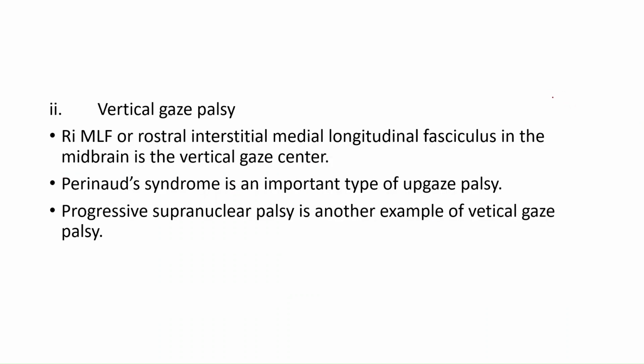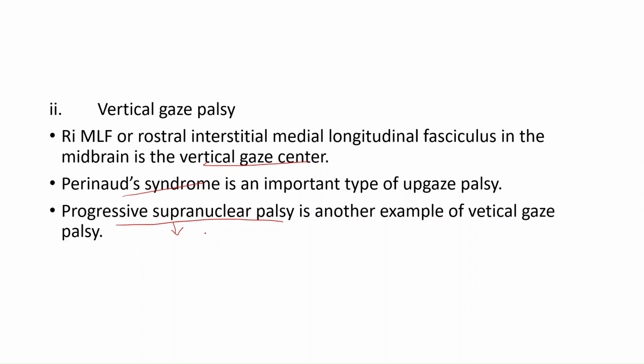So let's move on to vertical gaze palsy. RIMLF, or rostral interstitial medial longitudinal fasciculus, in the midbrain is the vertical gaze center. The two common causes of vertical gaze palsy are Parinaud syndrome and progressive supranuclear palsy. So PSP is a very ominous stage in a person's life, especially if he is already having Parkinson's disease. It signifies there is severe degeneration.